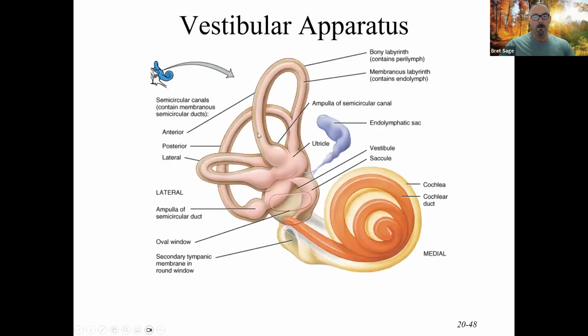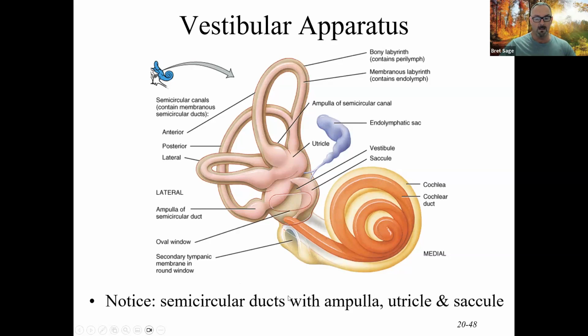So as this fluid moves, we can sense that our head is moving. And then when we stop, the fluid's still moving, so sometimes it feels like we're still spinning after we stop. The semicircular ducts with ampulla, utricle, and saccule. Everything in orange is associated with sense of sound, everything in pink associated with equilibrium.